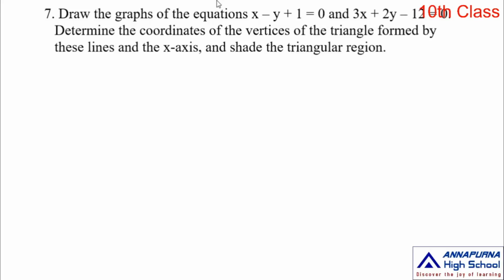And seventh one, draw the graph of the equations x minus y plus 1 is equal to 0 and 3x plus 2y minus 12 is equal to 0. Determine the coordinates of the vertices of the triangle formed by these lines and the x-axis and shade the triangular region. Okay, first we draw the graph of the equations x minus y plus 1 is equal to 0 and 3x plus 2y minus 12 is equal to 0.